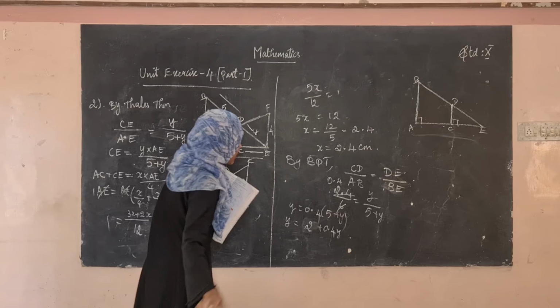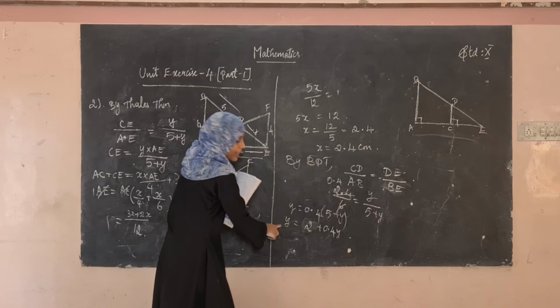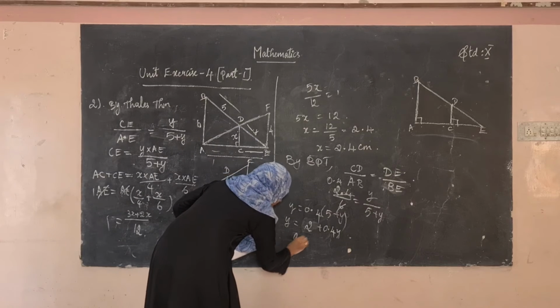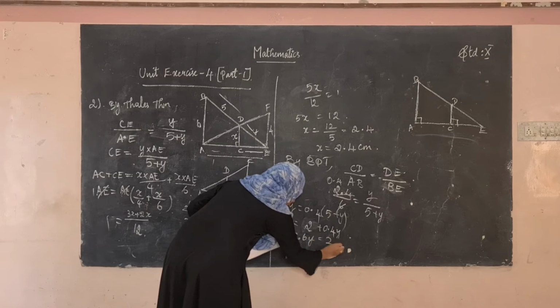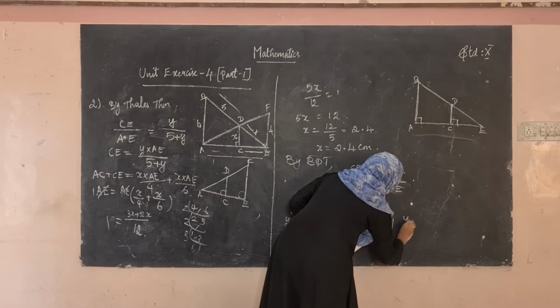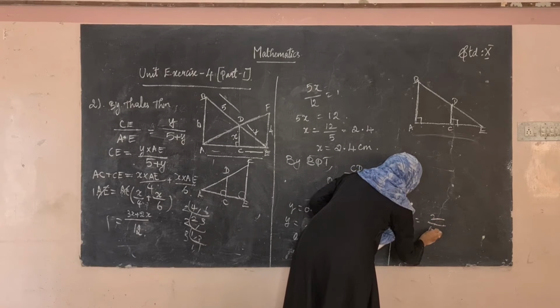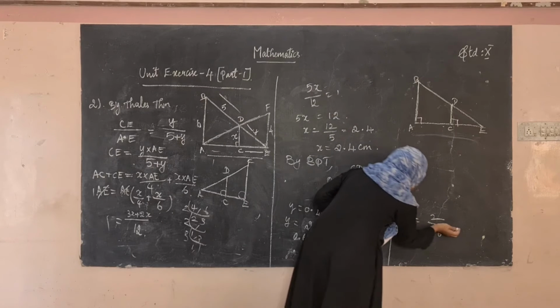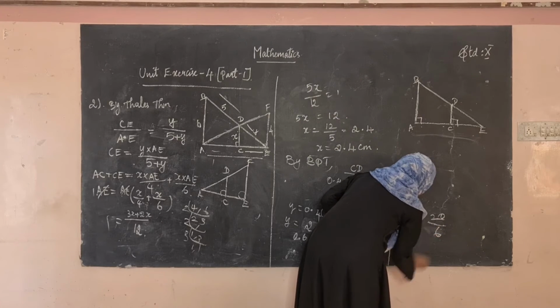Okay, now solve this. How will you solve this? Bring this 0.4y this side, here it is 1. So 1 minus 0.4 is 0.6y is equal to 2. Therefore, y is equal to 2 divided by 0.6. On multiplying both numerator and denominator by 10, we get 20 divided by 6.